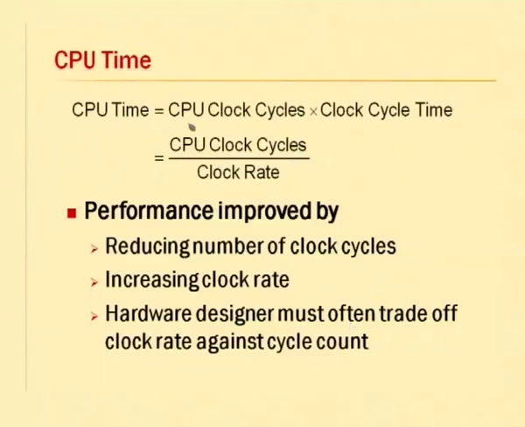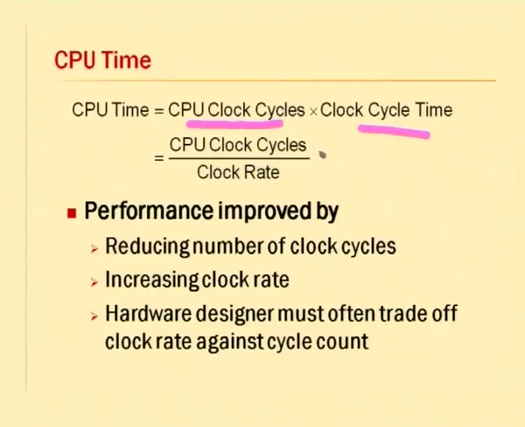CPU time is measured as the CPU clock cycles taken for a particular operation times the clock cycle time. We just said that we will do certain operations with respect to the clock, therefore with respect to the clock cycle time we can measure the overall CPU time. Or in other words, instead of cycle time, if you take the clock rate or frequency, you can write it as CPU clock cycles divided by the clock rate.